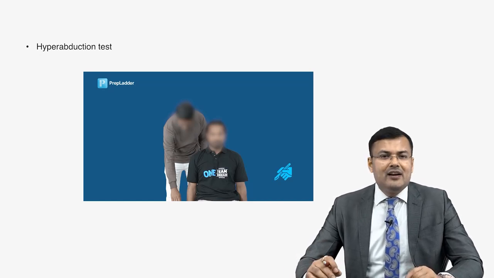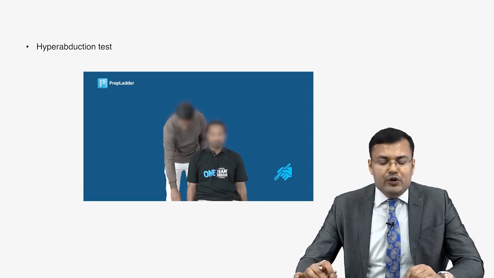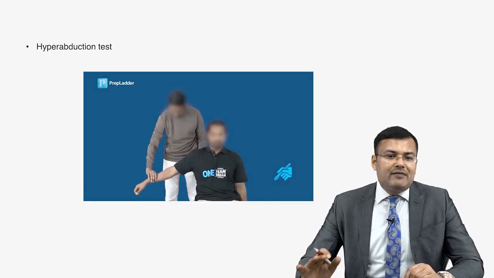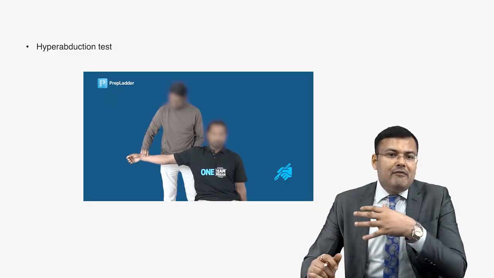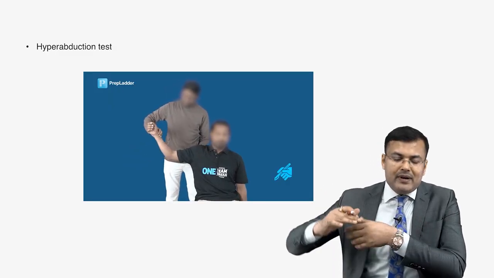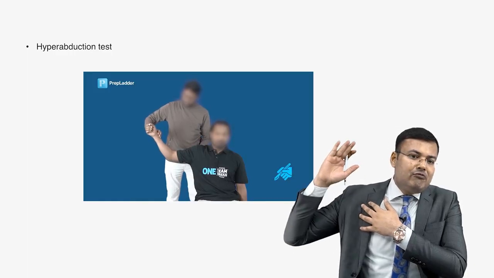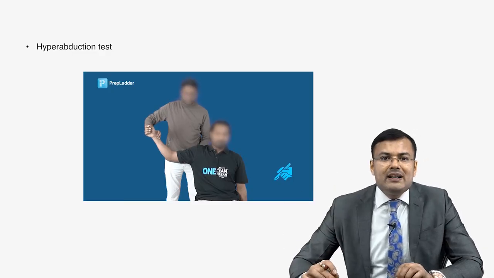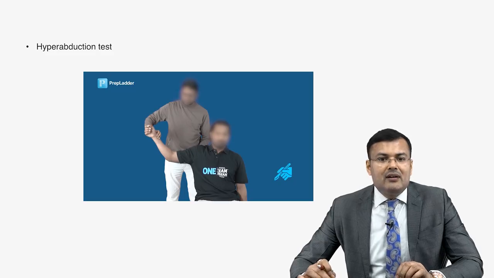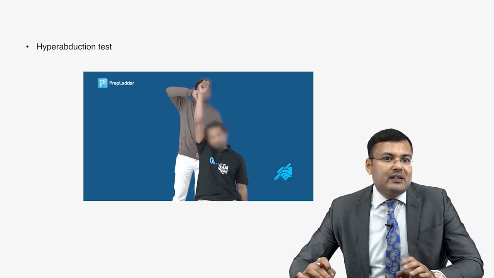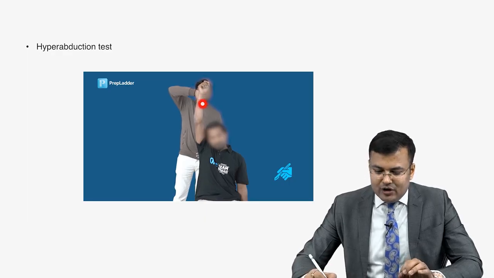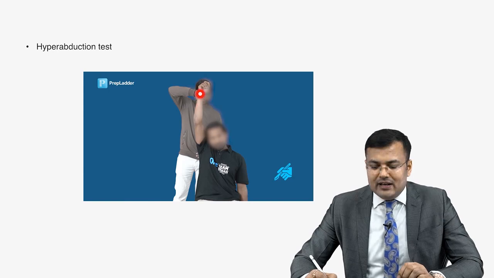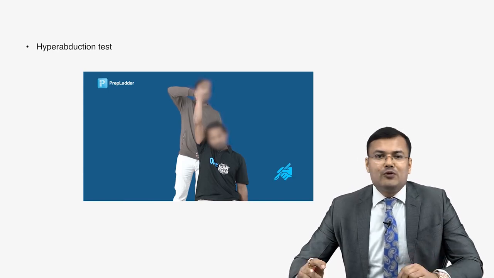The third test is the hyperabduction test, also known as Wright test. The term is self-explanatory: hyperabduction. In this case also, first we check the radial pulses. After that, we ask the patient to hyperabduct the arm till 180 degrees. Clear? After that, if there is obliteration or diminution of radial pulses, it suggests the diagnosis of what?